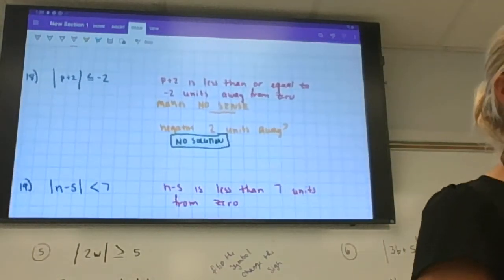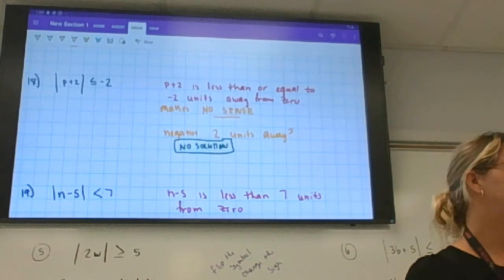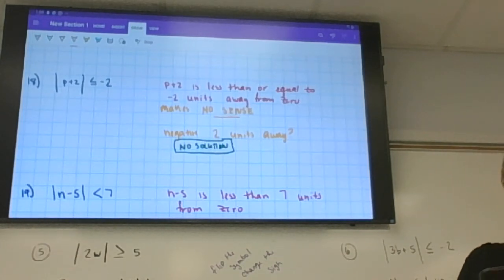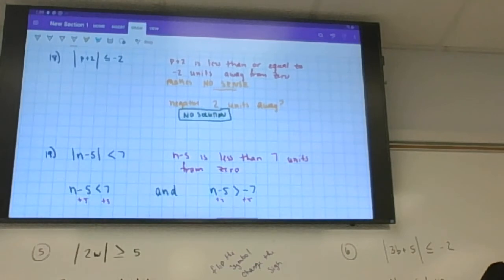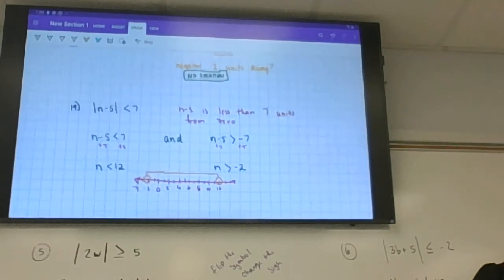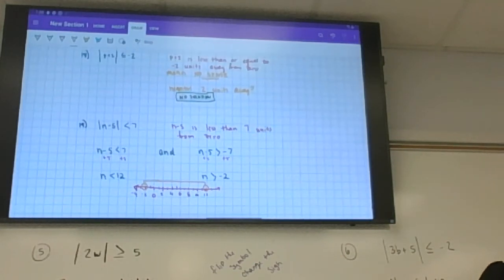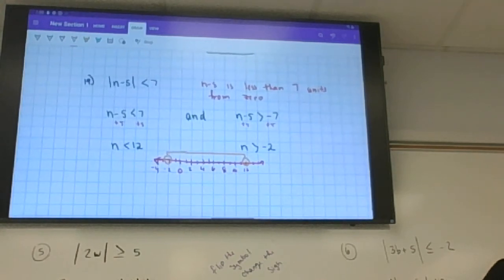How'd you do on 18? The solution. How do we do on 18? This makes no sense. How can it be 2 units away? 19.